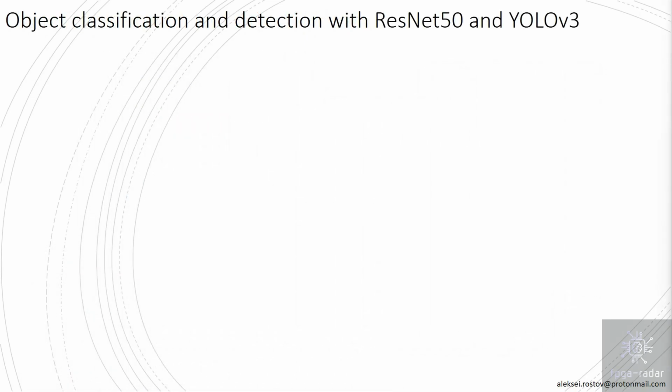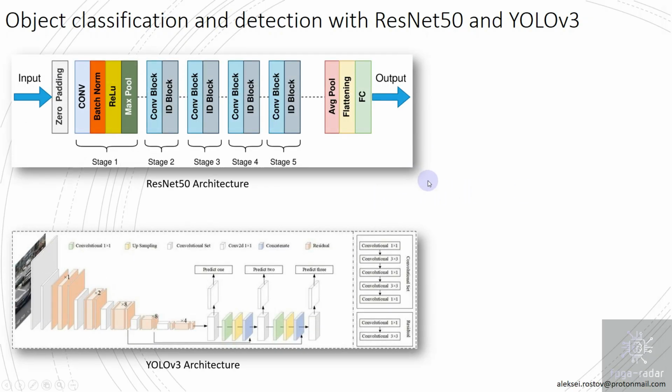In this section, I will show how to run examples for object classification and detection with ResNet 50 and YOLOv3 on the target with the Linux that we just deployed. This is the architecture of the network that I would like to use as an example.